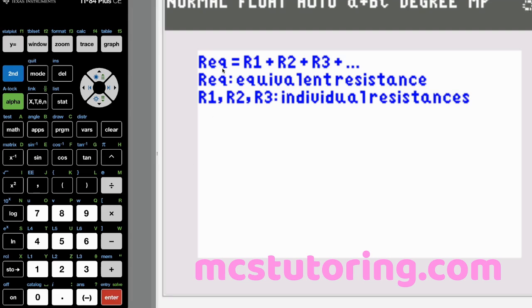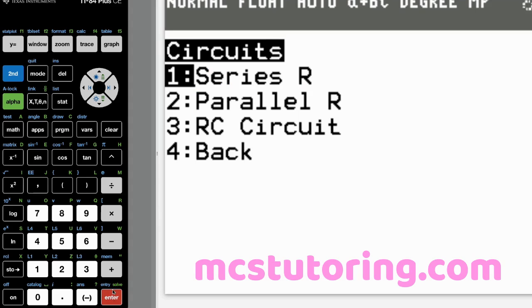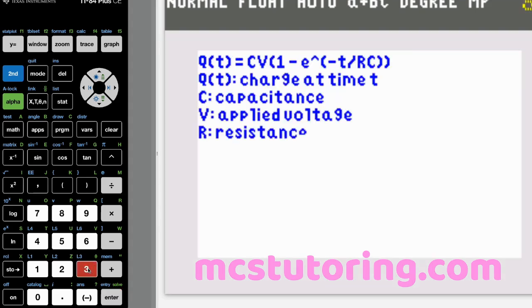The equivalent resistance is the sum of all the other resistances. That's R1 plus R2 plus R3 plus and so on, where R sub EQ is the equivalent resistance, and R1, R2, R3, and it can go on to R4, R5. Just depends how many points of resistance you have. And those are the individual resistances. Now we continue, and then we've got the RC circuit.